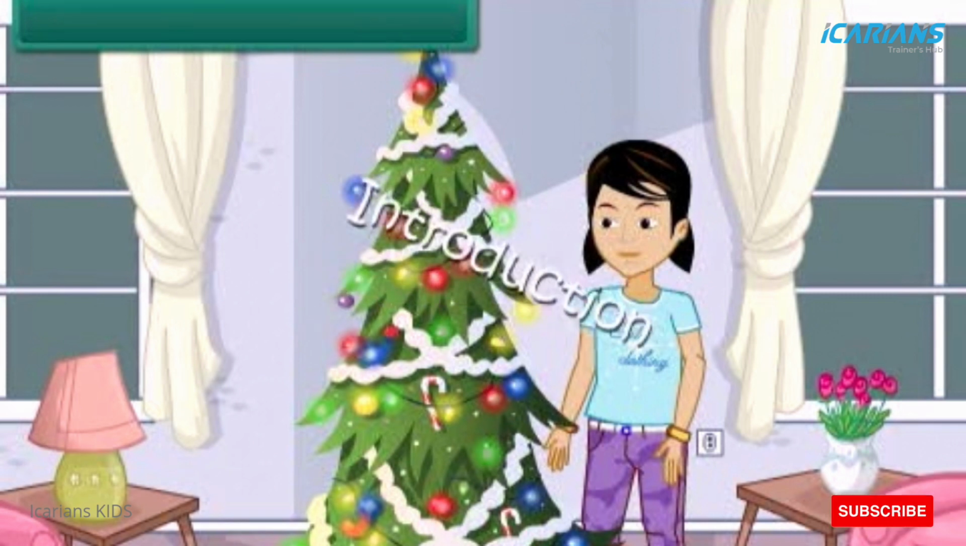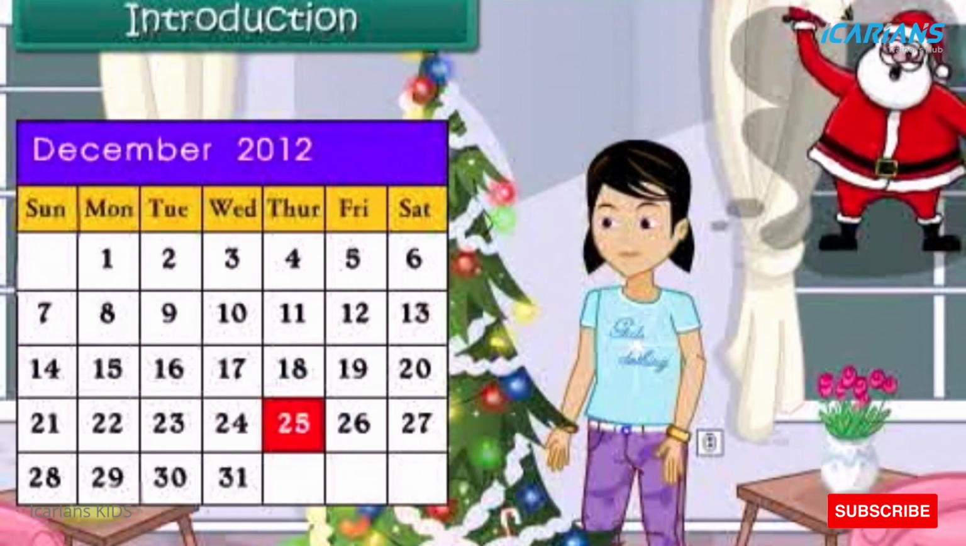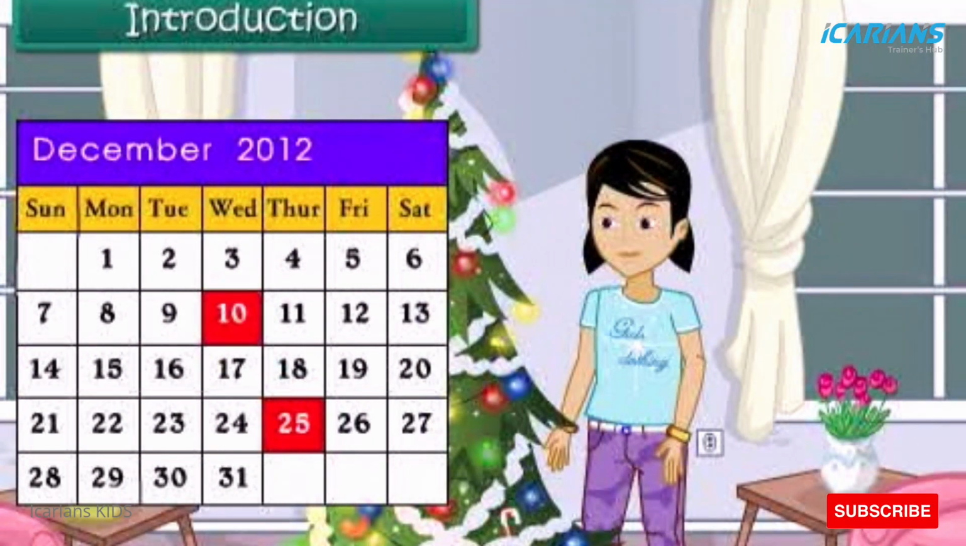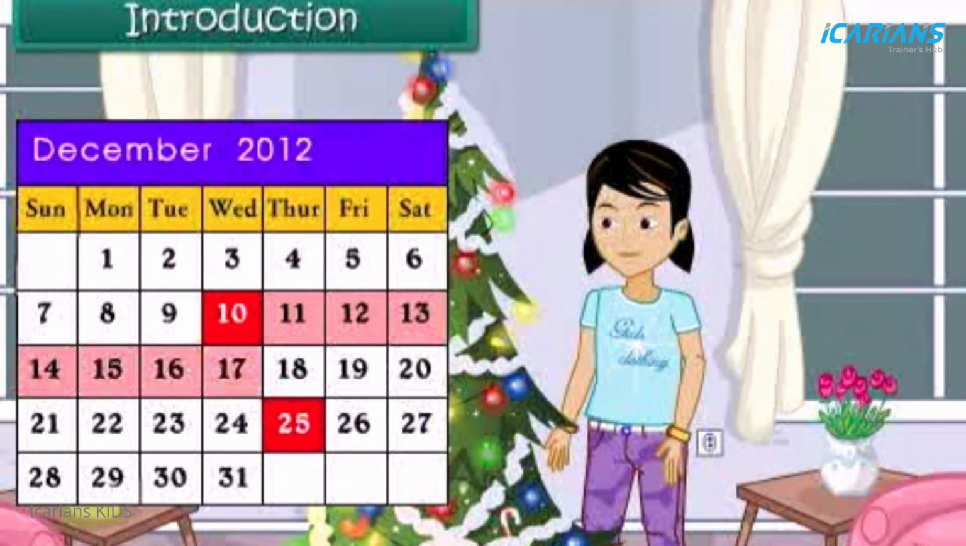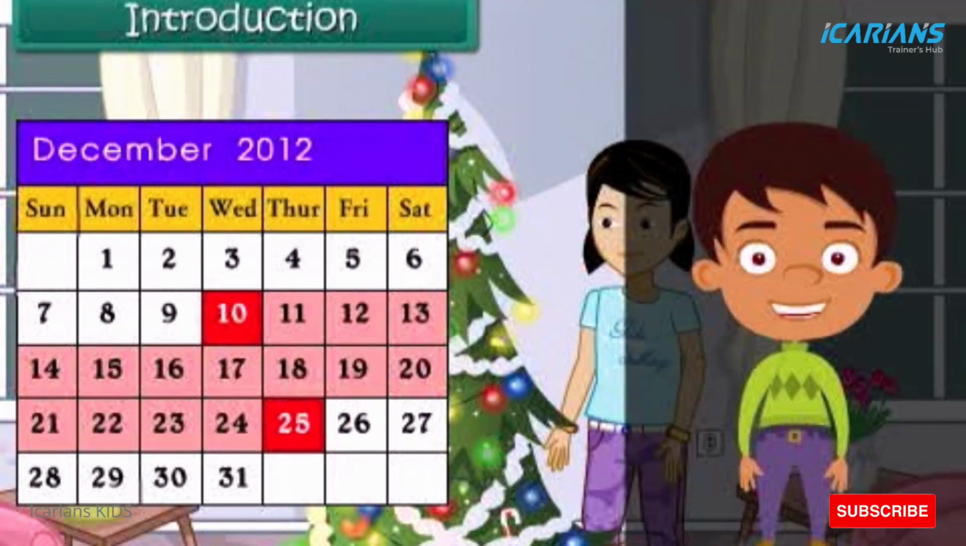Introduction. It is December month. Anu is excited. Christmas is celebrated on 25th of December and Santa Claus would bring her gifts. Today is 10th of December. Anu is counting the number of days left of Christmas using a calendar. Do you know how to use a calendar? Come along to learn how we count days.